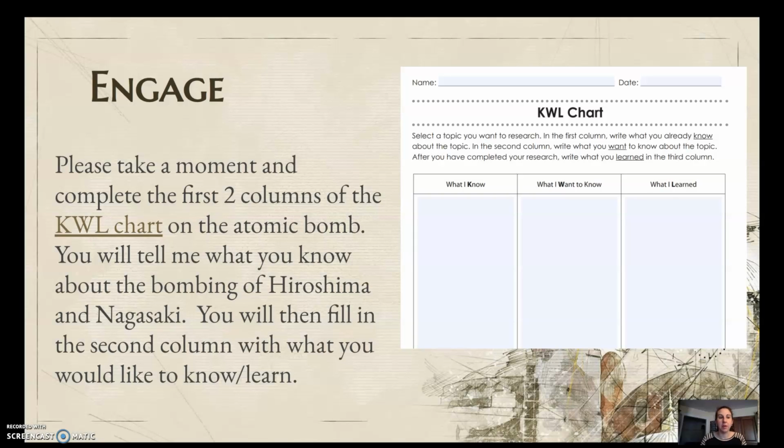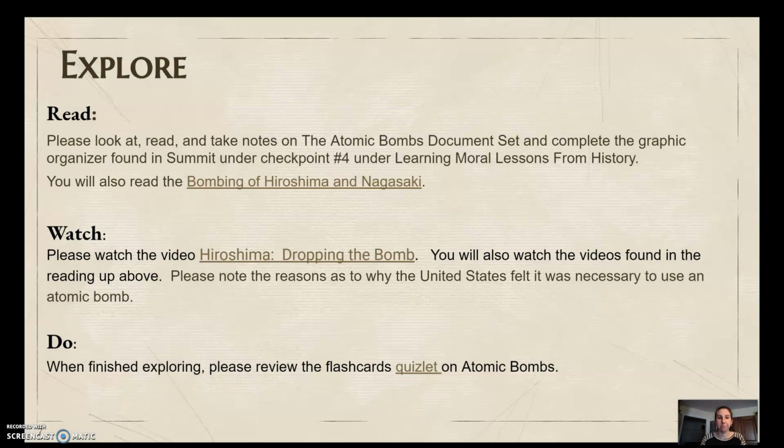Okay, so just take a moment and complete the first two columns of the KWL chart on the atomic bomb. Tell me what you know about the bombing of Hiroshima and Nagasaki and what you want to know and learn in the second column. And if you don't know anything about the atomic bomb, Hiroshima, Nagasaki, then obviously you can put down that you don't know anything yet, and then tell me what you want to know.